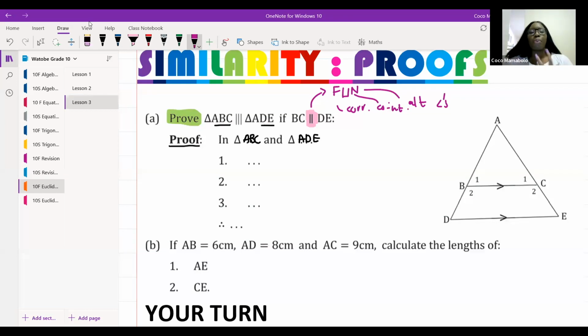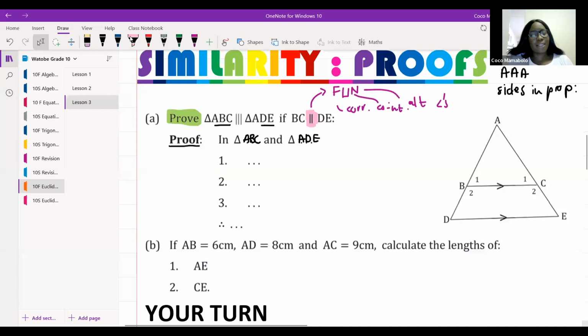Because remember, when we prove similarity, we can only prove it in two ways. We can only prove it with angle, angle, angle, or we can prove it with sides in proportion. Those are the only two. But by looking at my drawing, I can already tell that they haven't given us anything to do with sides and proportion. They haven't given us any of the sides. So this is definitely going to be an angle, angle, angle.